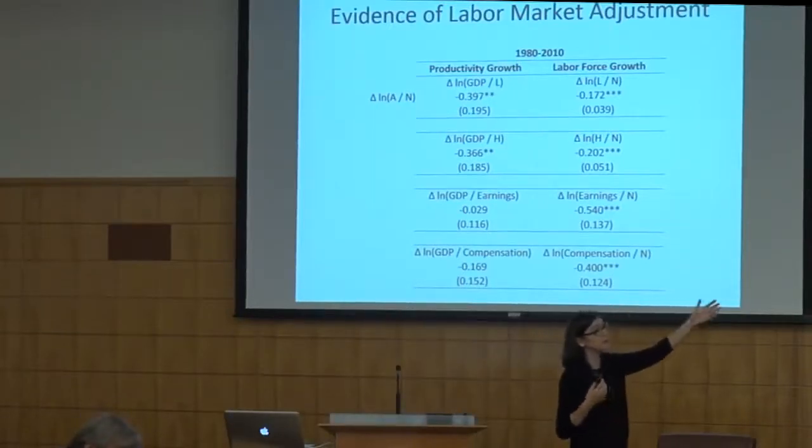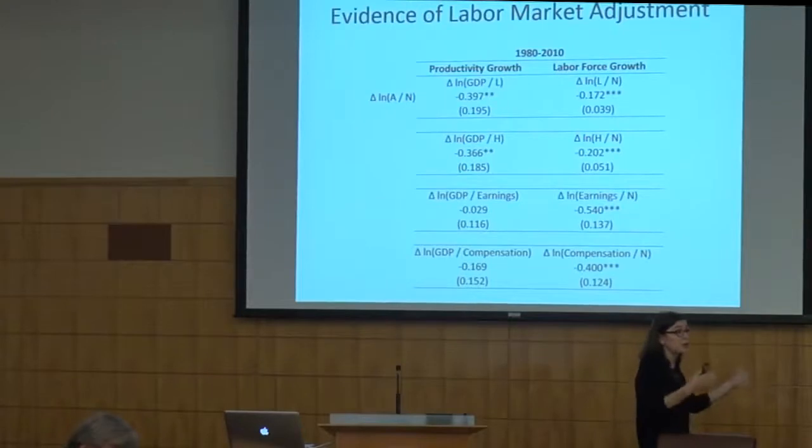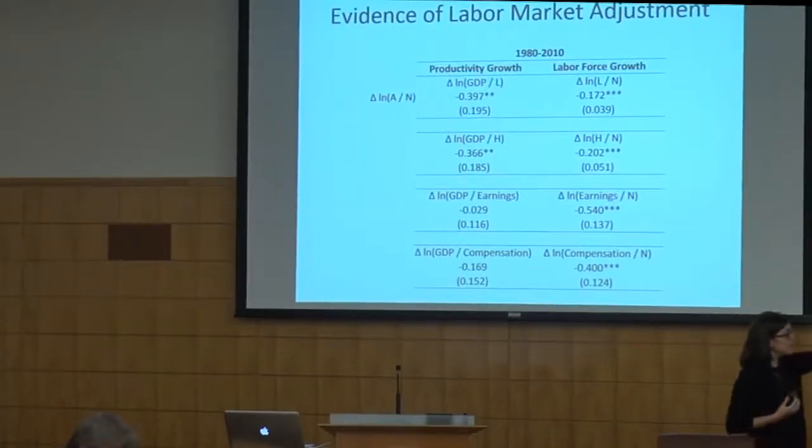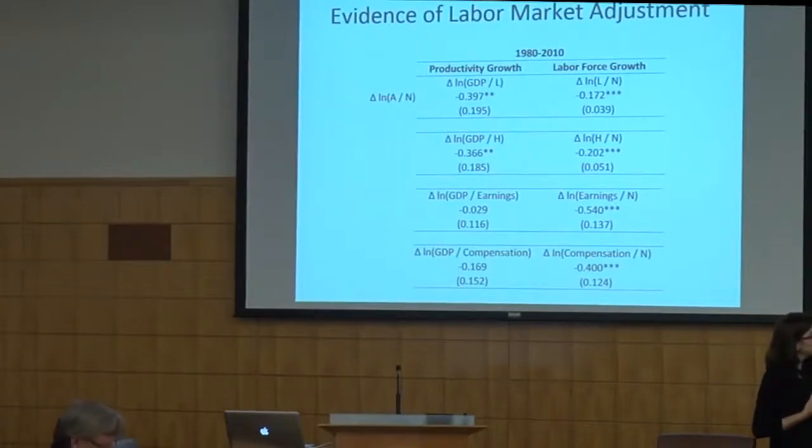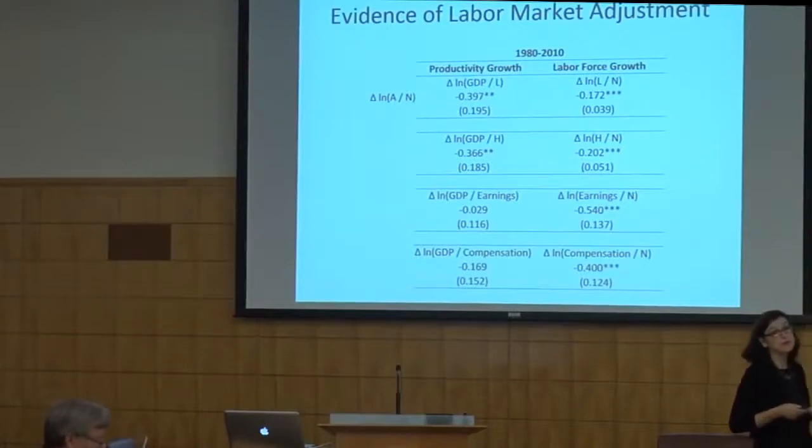We can do it for GDP per dollar compensation as well. So now we're going to say, well, not just earnings, what about earnings plus benefits? And there you can see that it's a little bit less, qualitatively the same, but we get a little bit less of an adjustment operating through this channel than for just earnings themselves.